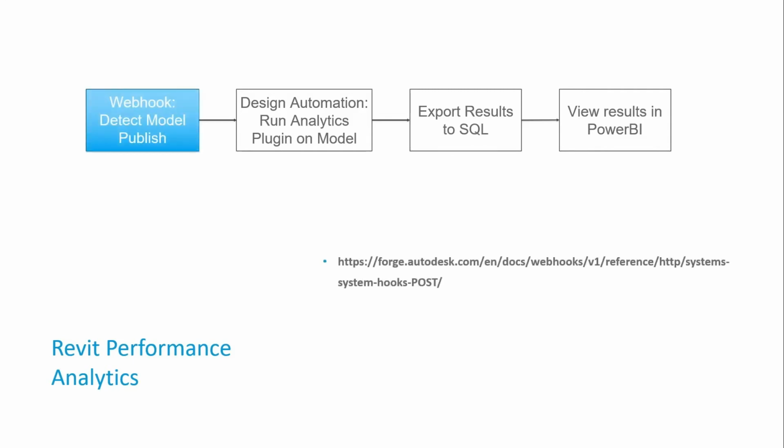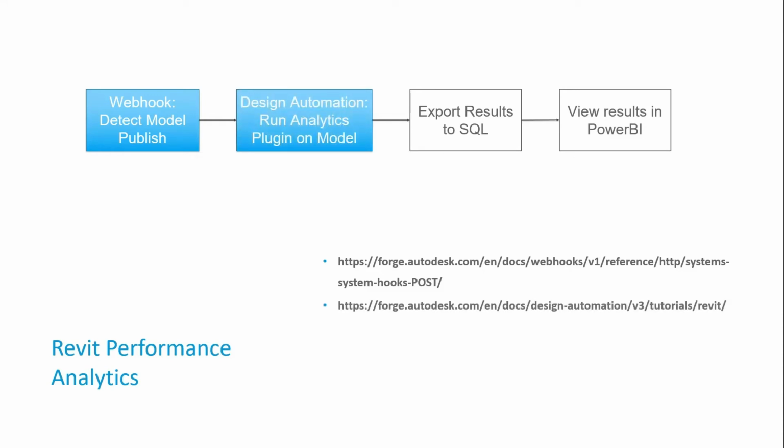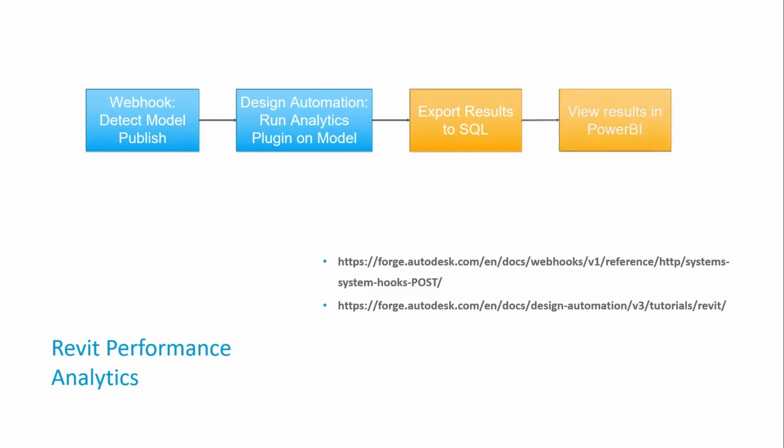Then, we use a webhook to detect a model being published from Design Collaboration. Then we run the Model Performance Analytics plugin on the model using Design Automation. And we export the results to a web-based SQL database. And then project managers get their data and analyze it in Power BI. It's fast, it's efficient, and it doesn't rely on people remembering to do one more thing or taking up cycles on their computer.